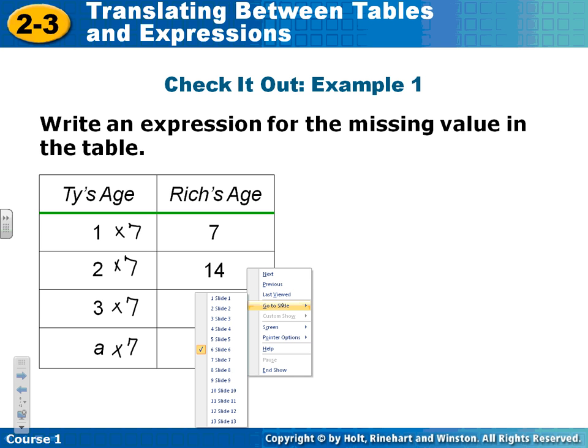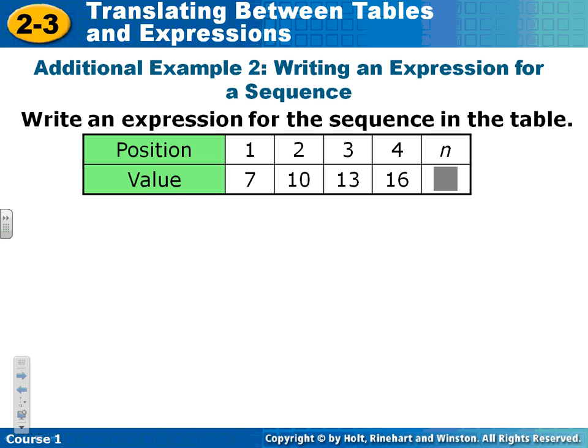All right. Now this one looks a little different. Just because the table's set up different doesn't mean that we do anything different. It's just a position value table, okay? So in the first position, we have 7. In the second position is 10. Third position is 13. Fourth position is 16. What do we do to this number to get this one? What are we doing to the number 1 to get to 7? What are we doing to the number 2 to get to 10? And it always needs to be the same.